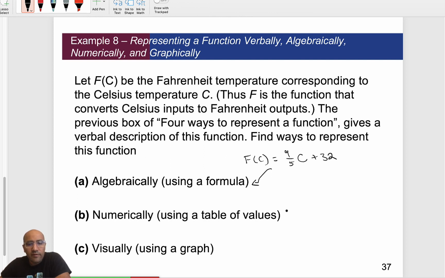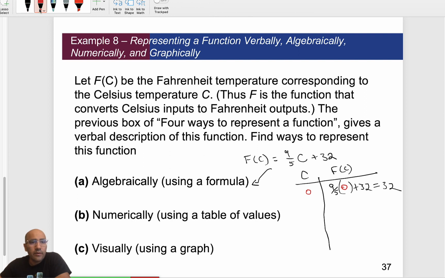Numerically using a table of values. Okay, so again, we can just establish a table like this where we have an input value of C and an output value of F of C. And then we can just choose different values here. Why don't we start off with a super easy one? Why not 0? 0 is always good. And let's put these values here. 9/5 times 0 plus 32 means we only get 32 there.